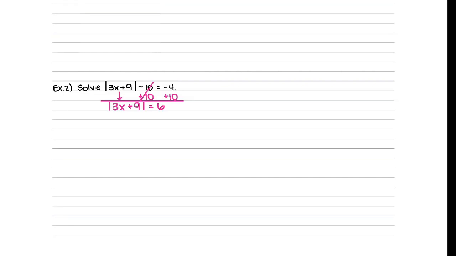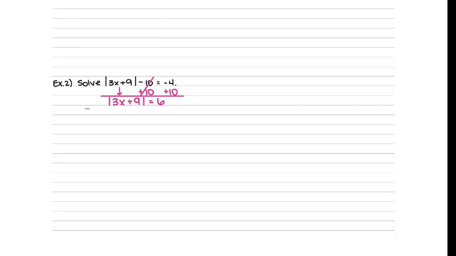From here, we're going to get rid of the absolute value bars. We're going to form two equations since the absolute value is by itself and it's equal to a positive number. So this is going to leave us with 3x plus 9 is equal to 6, as well as 3x plus 9 is equal to negative 6.